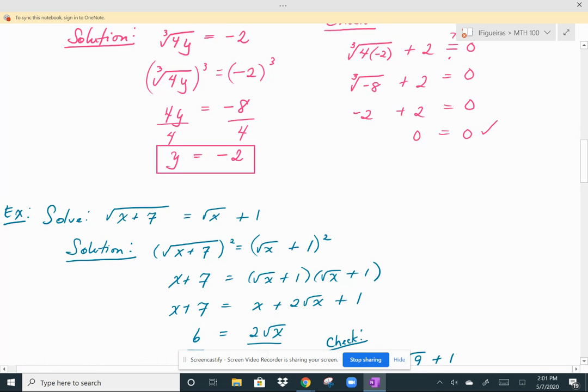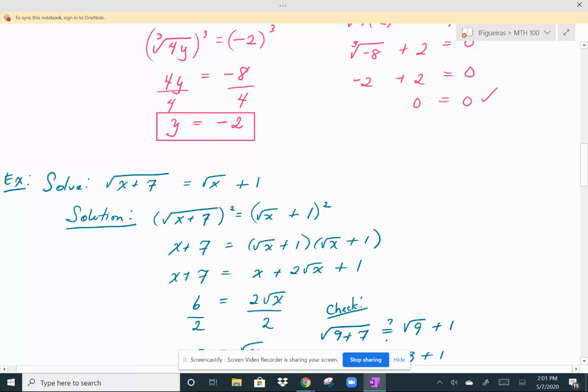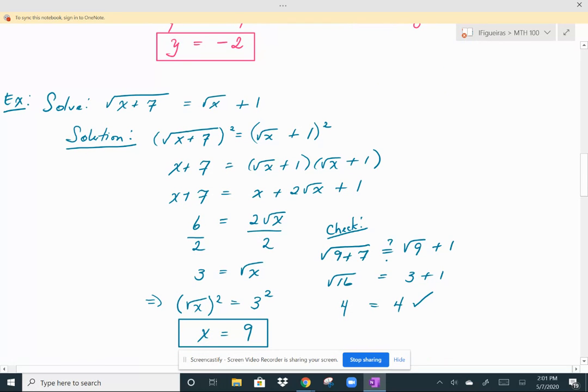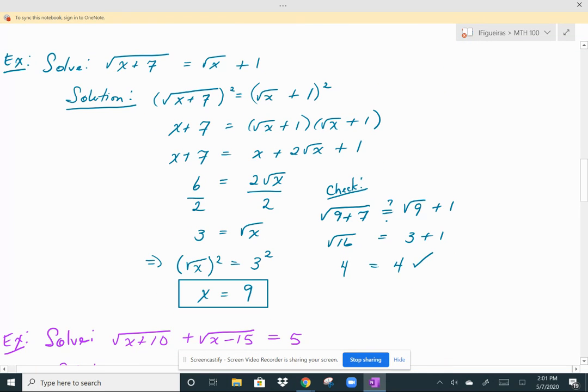All right, this next example is a little bit more complex because I have two radicals on two different sides of the equation. I need to solve the square root of x plus 7 equal to the square root of x plus 1. So I'm going to take the same approach. I really can't isolate a radical on one side because I have more than one. So I'm going to go straight to squaring both sides because I have a square root.